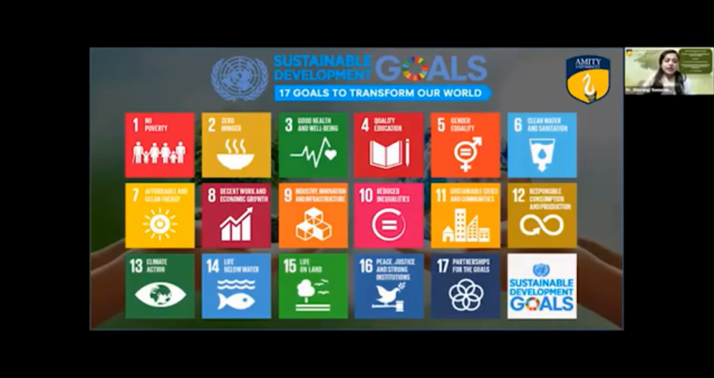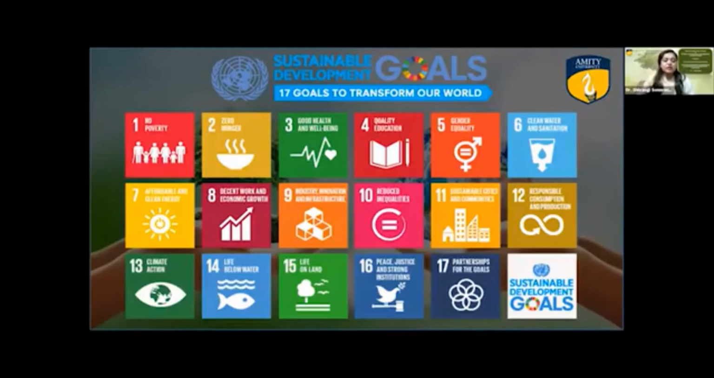The next SDG, SDG 6, is clean water and sanitation. Safe and affordable drinking water for all by 2030 requires that we invest in adequate infrastructure, provide sanitation facilities, and encourage hygiene. Protecting and restoring water-related ecosystems is essential.